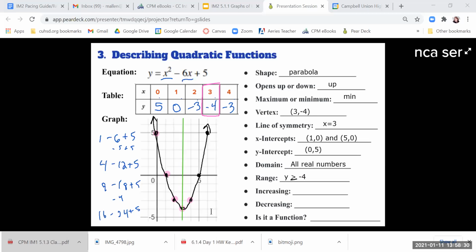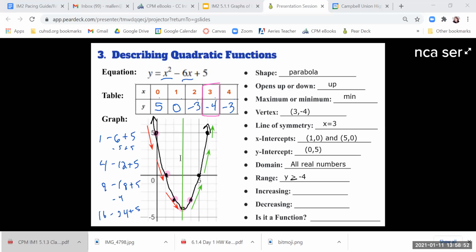And then our graph is, let's see where it's increasing and decreasing. So on the left-hand side, it's going downhill from left to right. So that's a decreasing zone. And on the right-hand side, it's going uphill. That's an increasing zone.